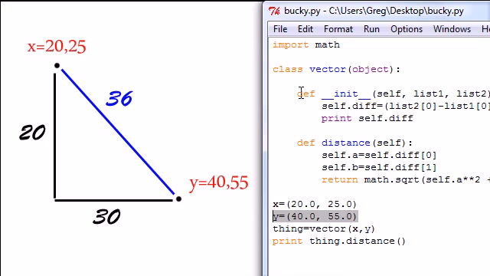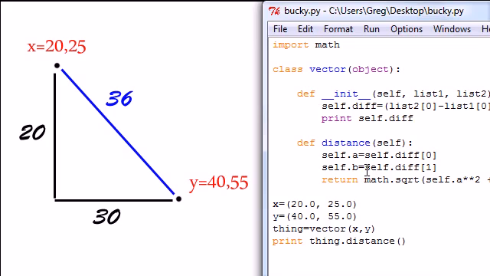The next thing we did in this initialization function is created a vector, or found out what the difference was between x and y. So we subtracted x from y and we got 20, 30. And this is because 40 minus 20 equals 20, that's a change in x, and 55 minus 25 is 30, that's a change in y. So the vector from x to y equals 20, 30. So that's how we got that. That's all this initialization function does, is give us our vector.